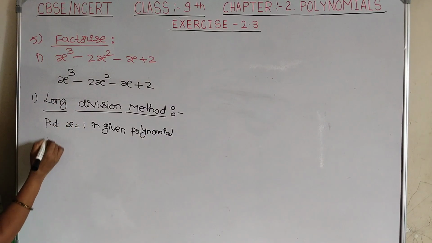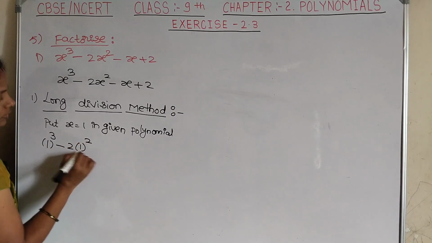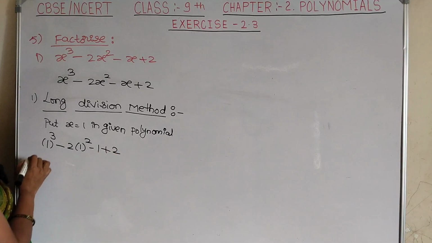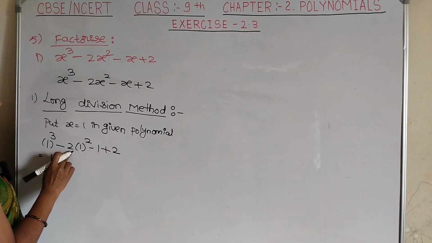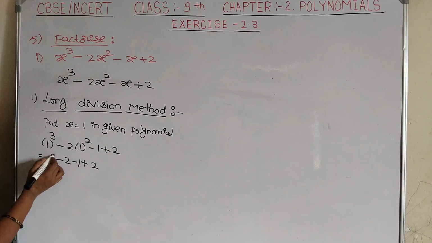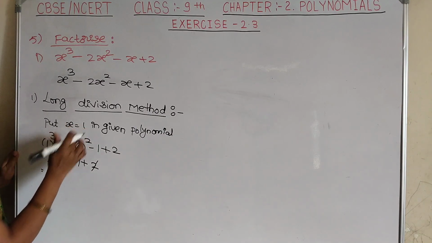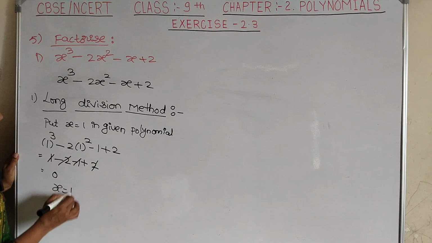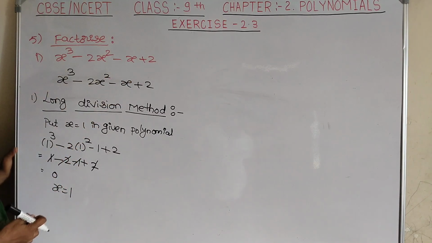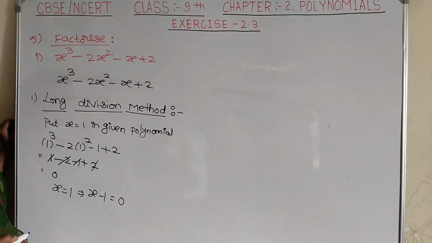Now substitute here: 1 cube minus 2 into 1 square minus 1 plus 2. 1 cube is 1. 2 into 1 square is 2. Minus 1 plus 2. Plus 1 minus 2 minus 1 plus 2, everything gets cancelled. We are getting 0 here. From this, what can we write? It means x equals 1 satisfies this polynomial. Can we write from this x minus 1 equals 0? It means we got one factor here.